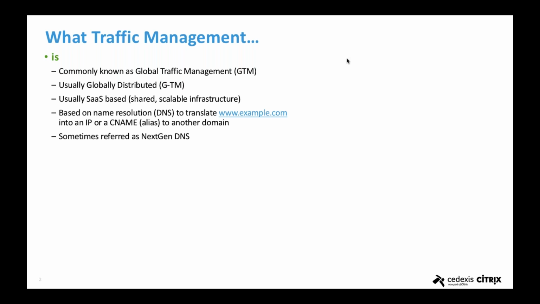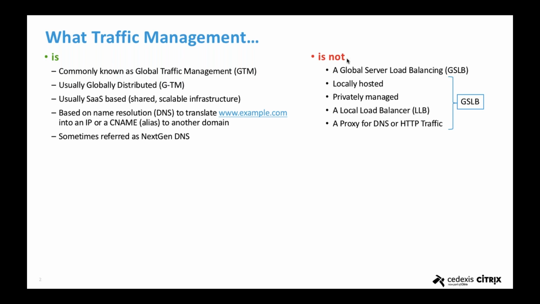And the way it works is most of the time it's going to work at the DNS level, which means translating a domain name like www.example.com and transforming that to an IP address or to a CNAME, which is basically pointing that to another hostname. It's sometimes also referred to as next generation DNS, and we're going to see why it can be called this way afterward. What it is not is a local load balancer.